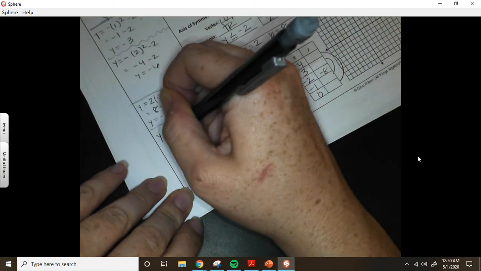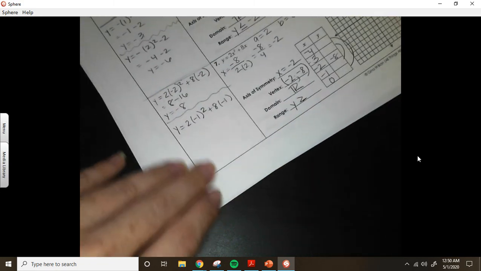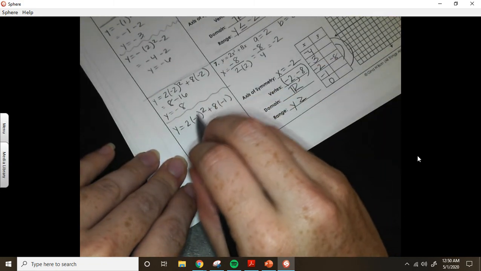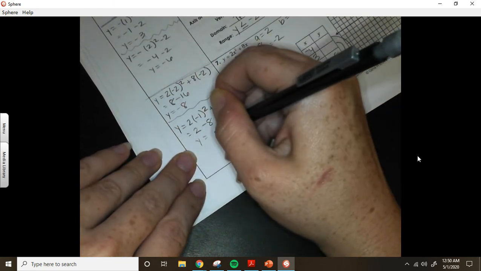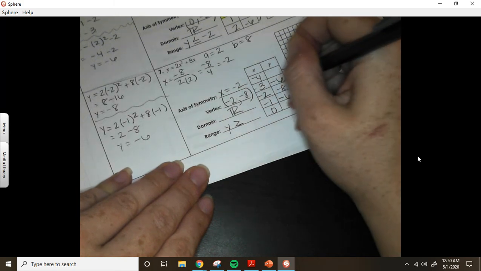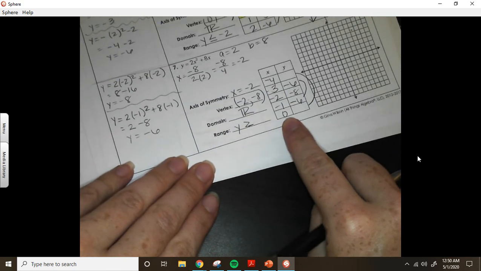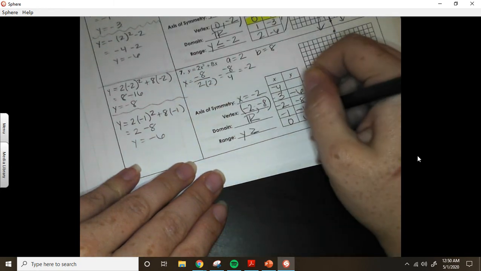So let's plug in -1. Y equals 2 times -1 squared plus 8 times -1. -1 squared is 1, times 2 is 2. So 2 minus 8, y is equal to -6. This is -6, so is this. Let's do mental math and plug in 0. 0, 0, we get 0, 0.